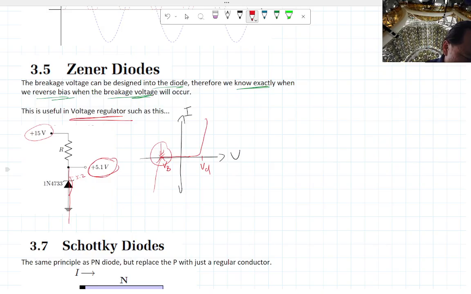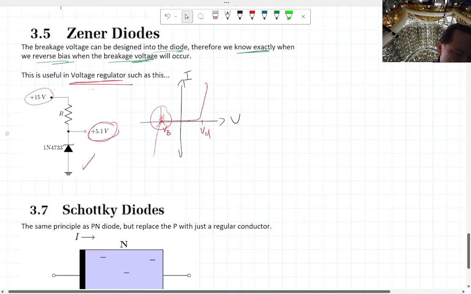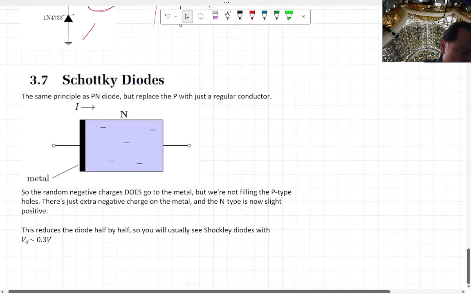Because once it drops below 5.1, it goes back to being a blocking diode again, and therefore it keeps the voltage beneath 5.1 volts, and therefore it's protecting your device from overvoltage. So this is a very useful device. There are also other types of diodes known as the Schottky diode.